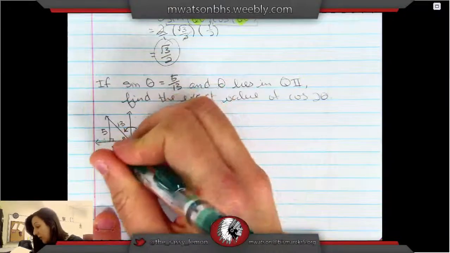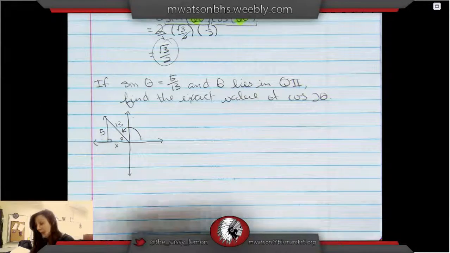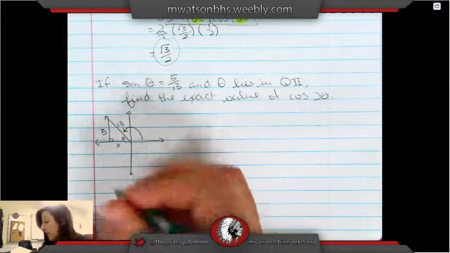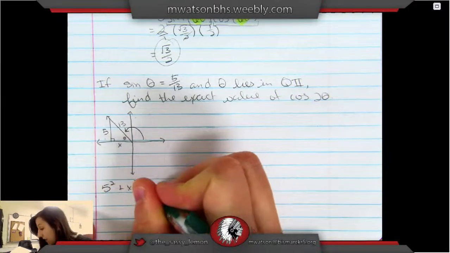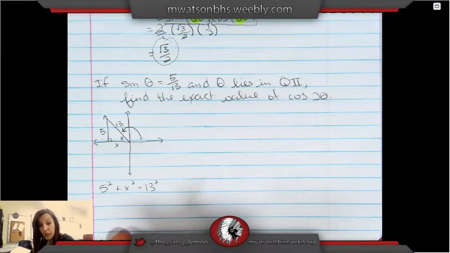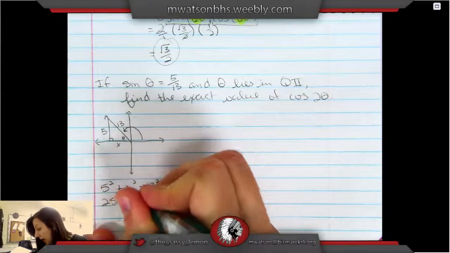We don't know this x value. We don't know that side of the triangle, so we need to find it. Hopefully you remember that to find a missing side of a right triangle, you just quickly do the Pythagorean theorem. You may even recognize this as a special triangle, a Pythagorean triplet. But if you don't, that's okay. You can still do the math.